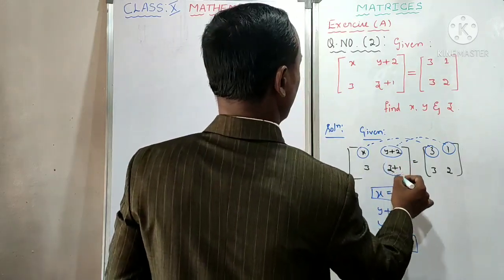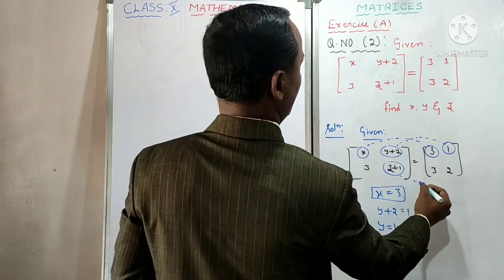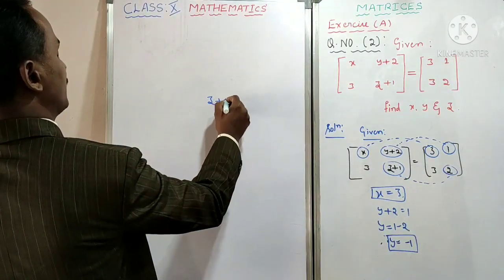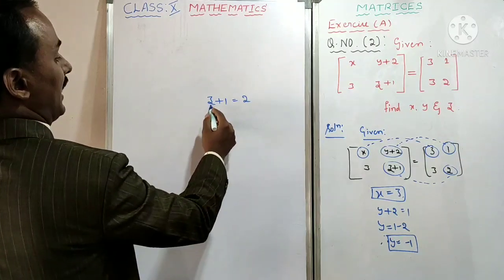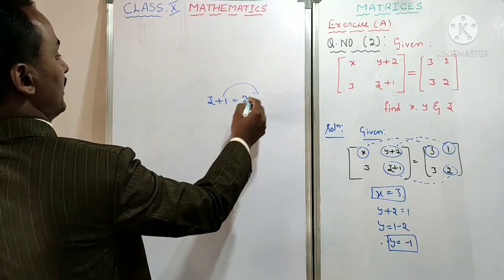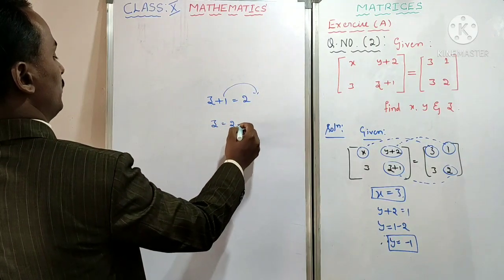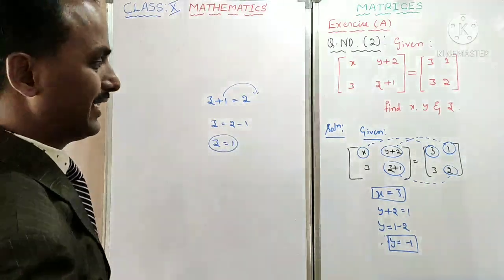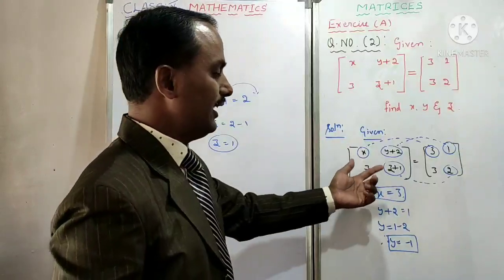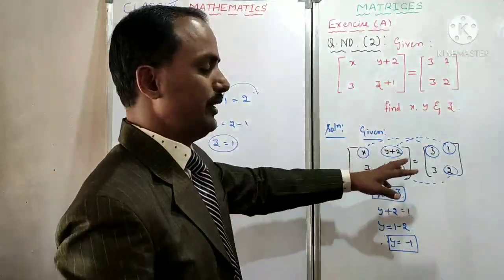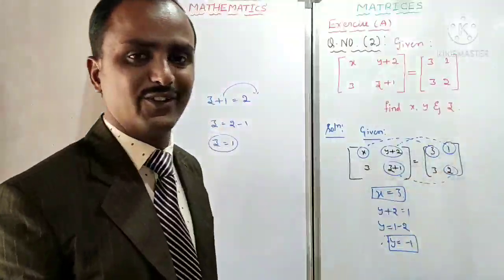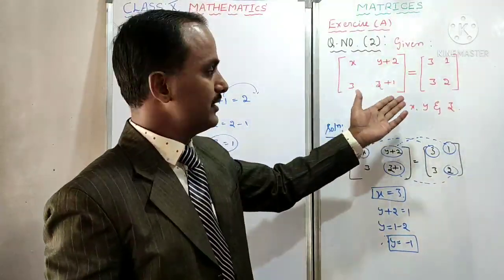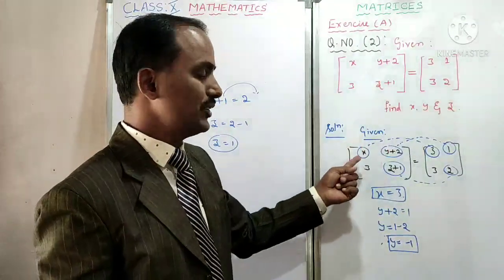Similarly, see this one. z plus 1 is equated to 2. I want z, so 1 is transposed to the right side. z is equal to 2 minus 1. z is equal to 1. Got it? Like this, by using equal matrices, we find the x, y, z values. Easy, is it? For a similar problem, if they give data like this, an equal matrix, and ask to find any variable value, you should go through this method.